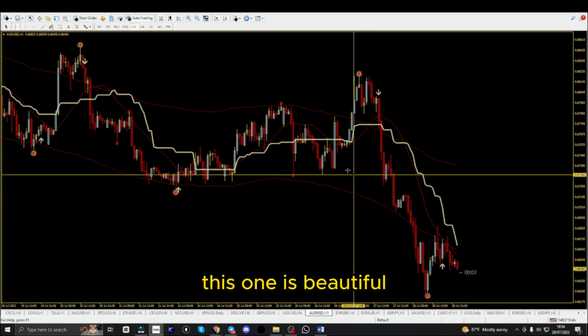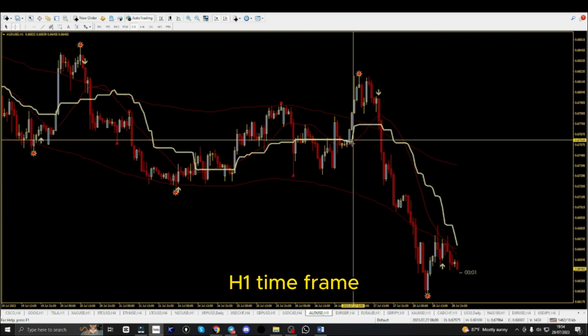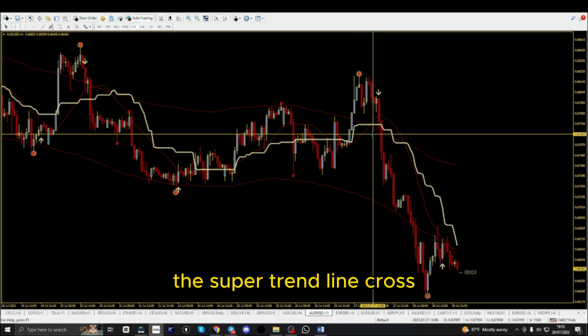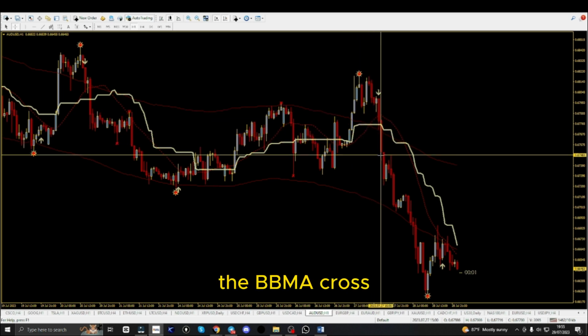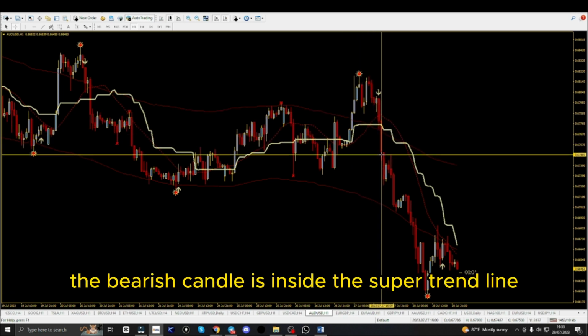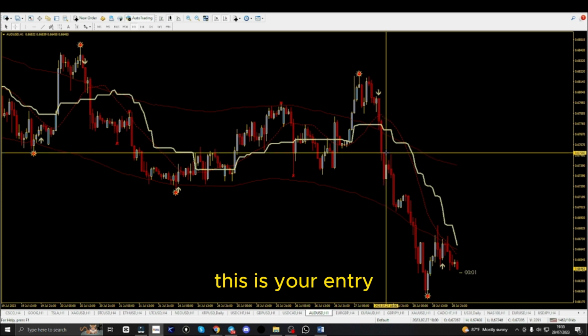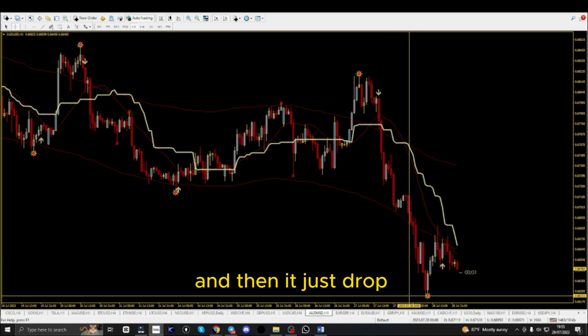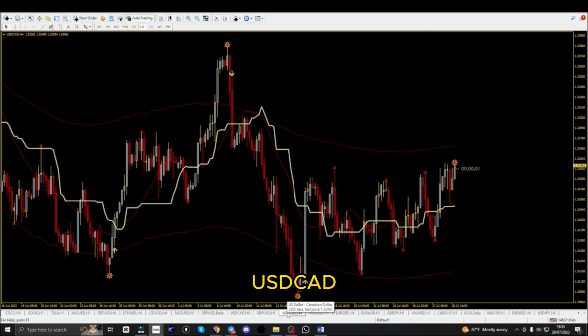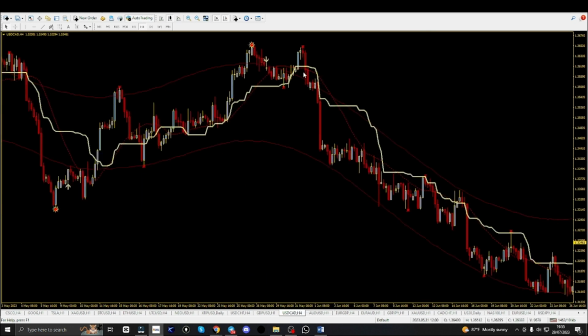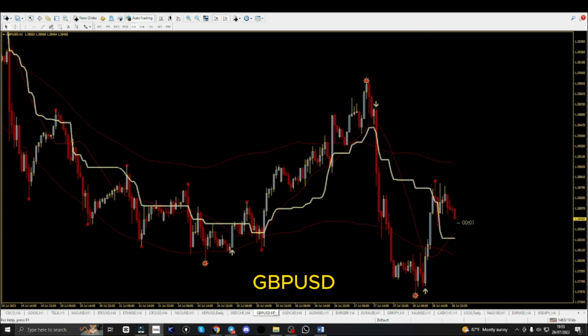Look at this one. This one is beautiful. It's 1 hour time frame. The super trend line cross, the BBMA cross, the bearish candle is inside the super trend line. This is your entry, and then you just drop. All right, this one is USD CAD. All right, same thing. Okay, GBP USD.